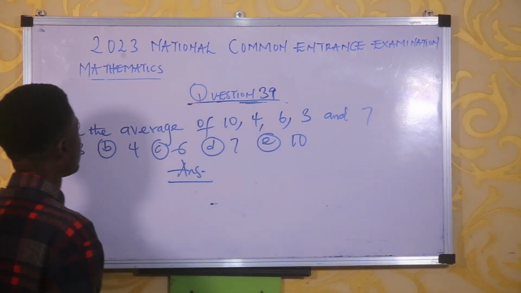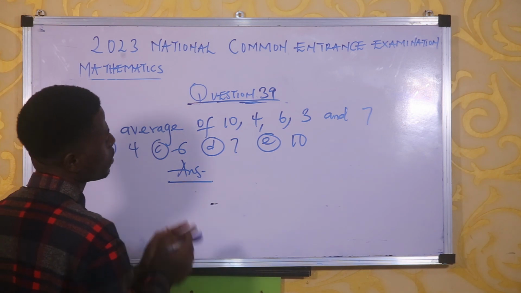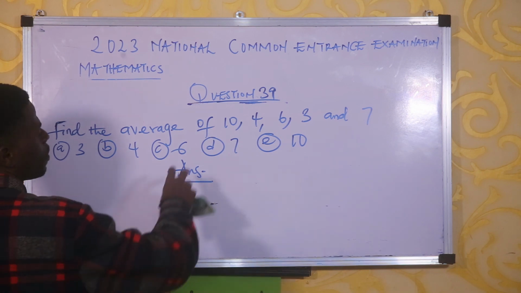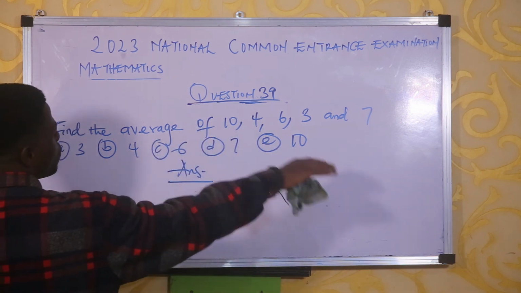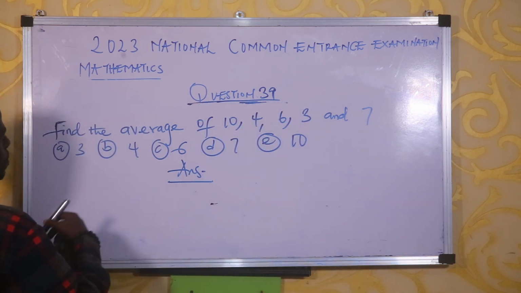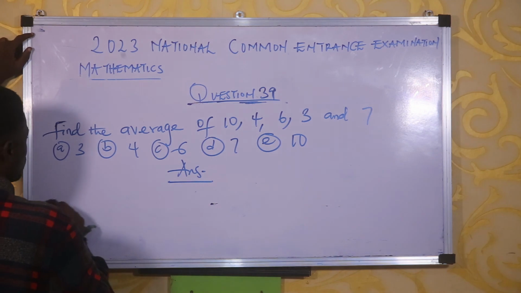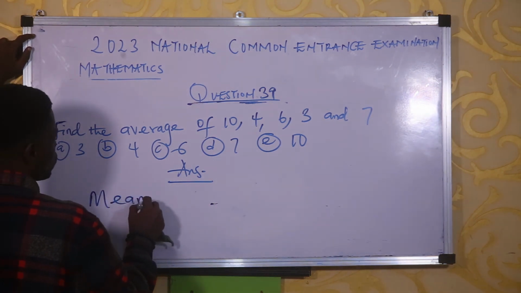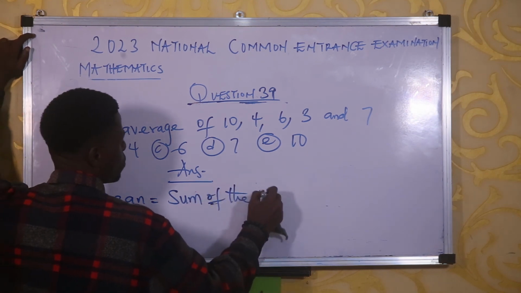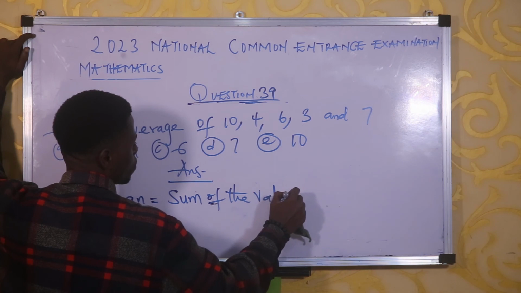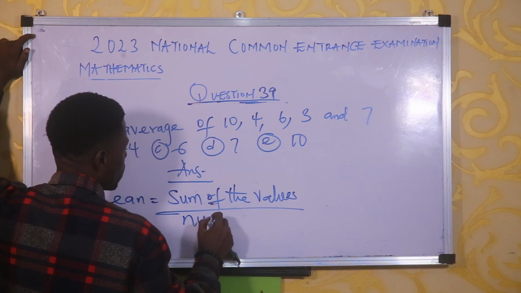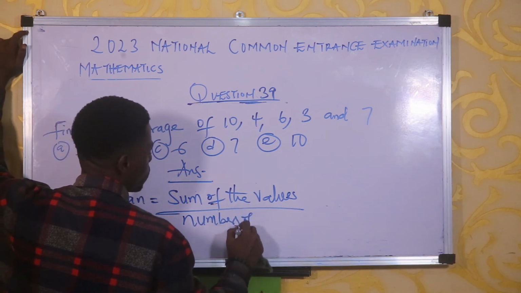Yes, question 39 says find the average of 10, 4, 6, 3, and 7. So we want to look for the average of the following values. In this case, this is a mean. So our mean is equal to what? The sum of the values divided by the number of the values. That's how to find it.